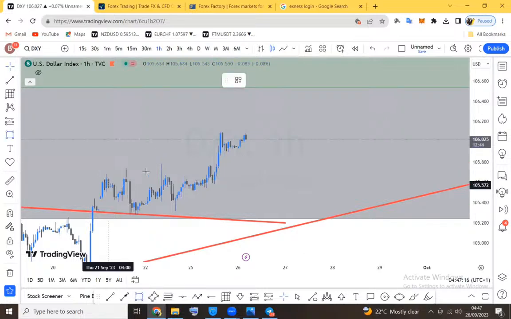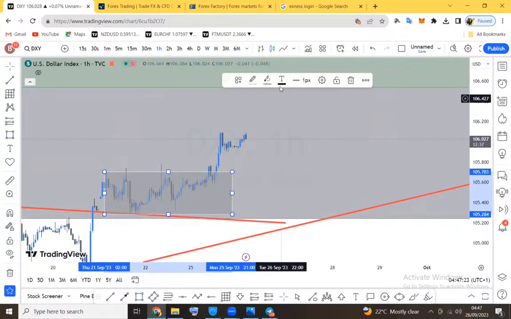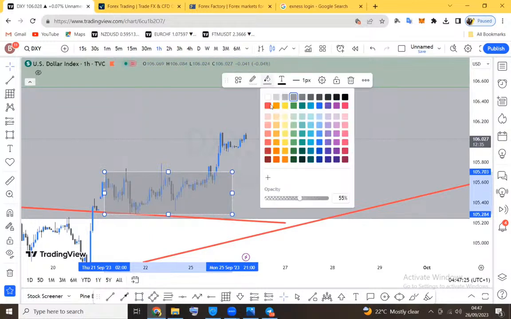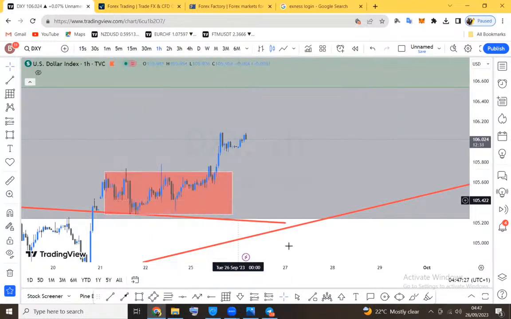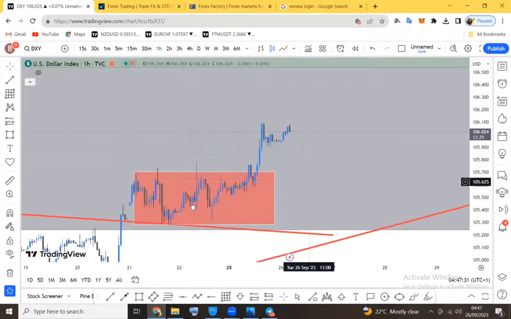I can clearly see that there was a consolidation on the dollar index at this very point. And after the consolidation, there has been a break of market structure. And this is the consolidation that I've been able to map red. So after this consolidation, there has been a break of market structure to the upside.